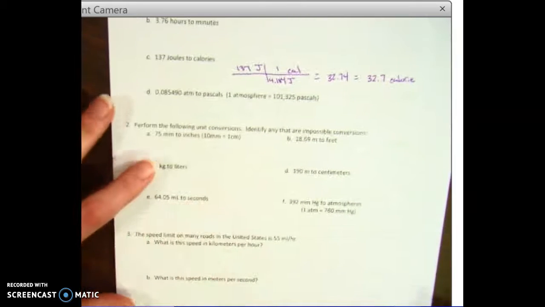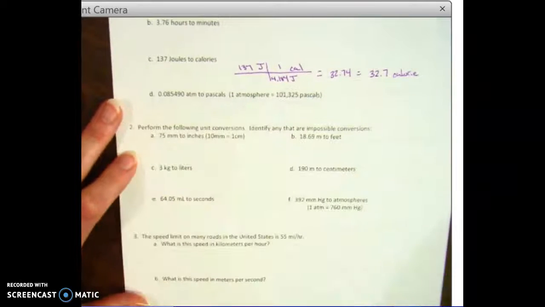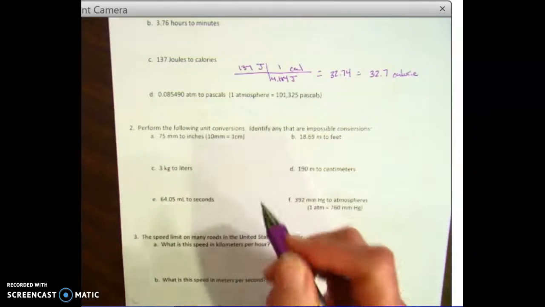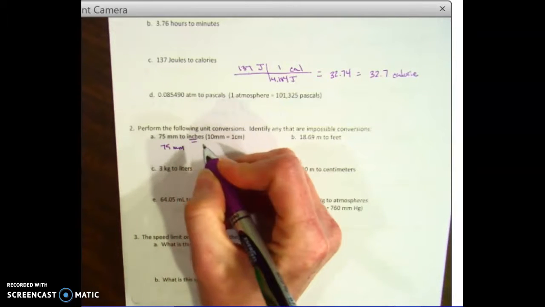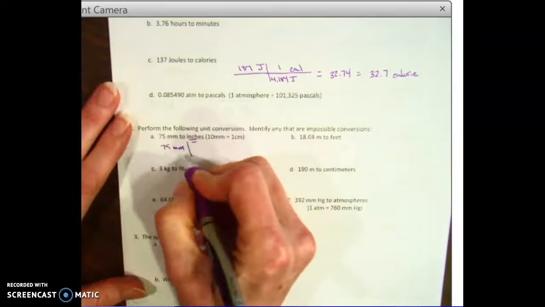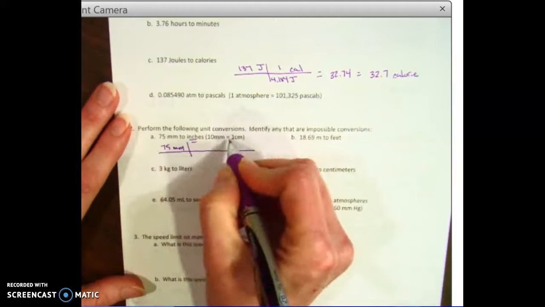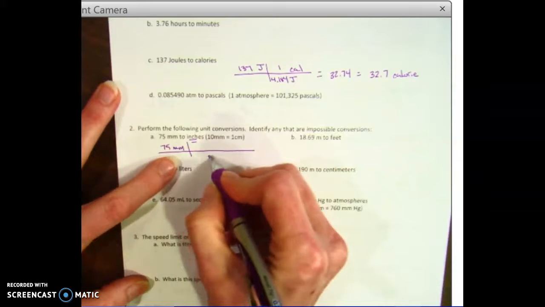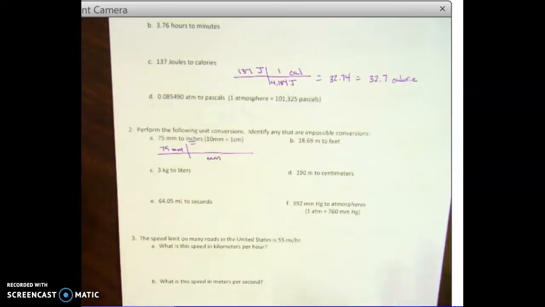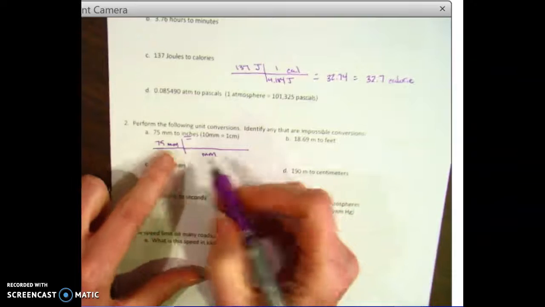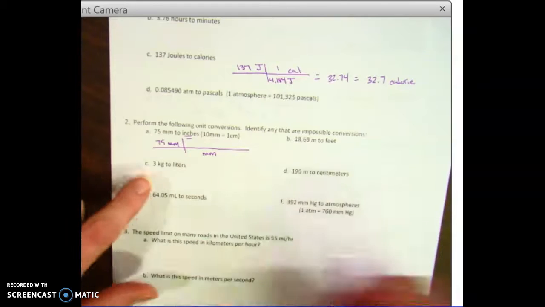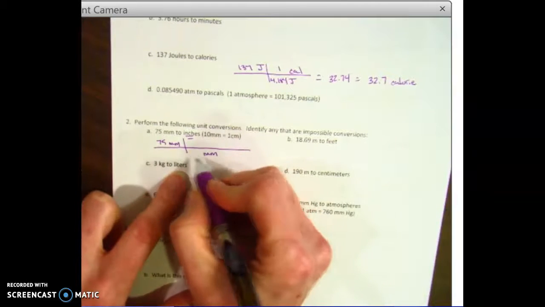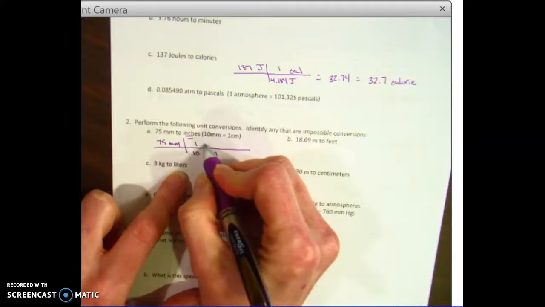Down here in the bottom, I'll work letter A for you. You start with 75 millimeters, and we're going to inches. So it gives you a conversion here. The first one, 10 millimeters is a centimeter. We want millimeters to go away. So that's the first thing you should do, and then you don't have to worry about anything else. Okay, so I misspoke there, and I can't edit the video, and I'm not starting over. So I'm just going to continue. You bring your millimeters down here. You have 10 millimeters equals 1 centimeter.